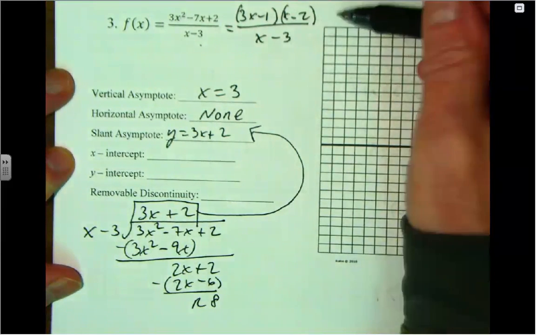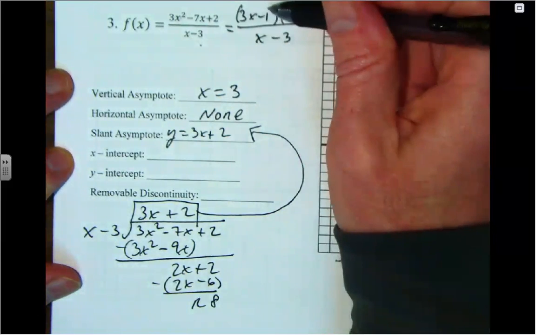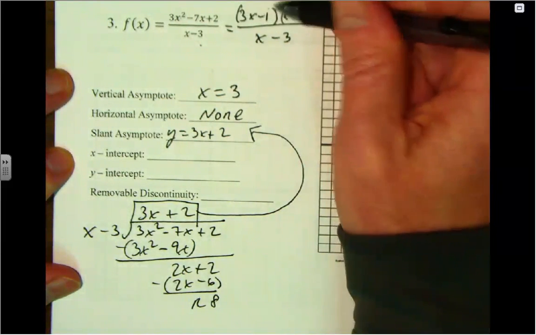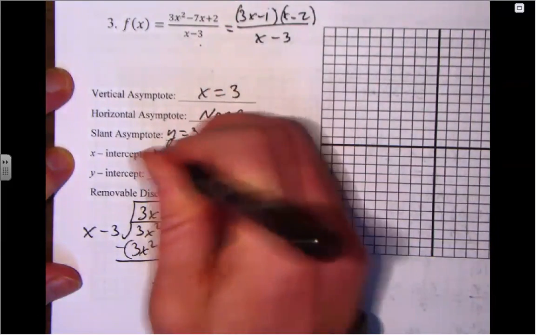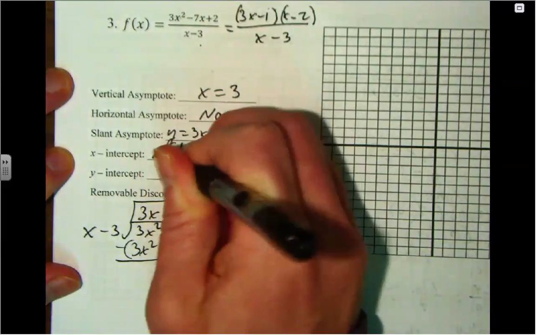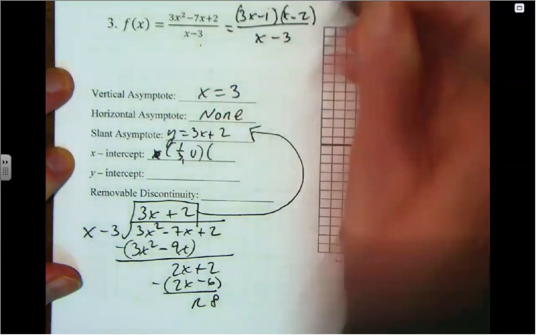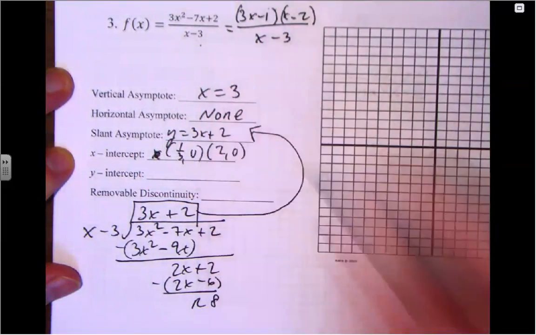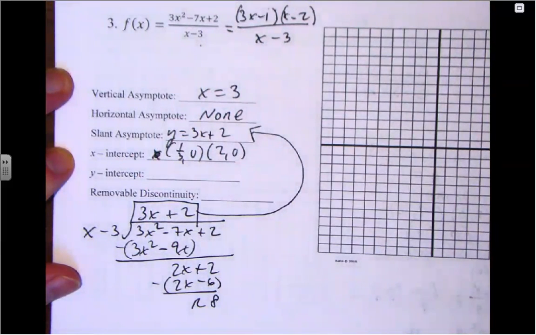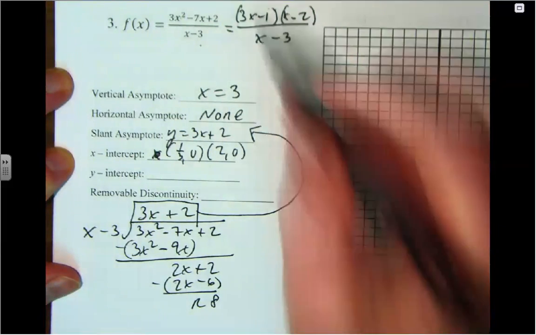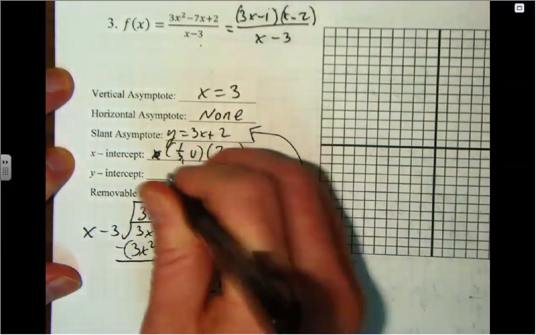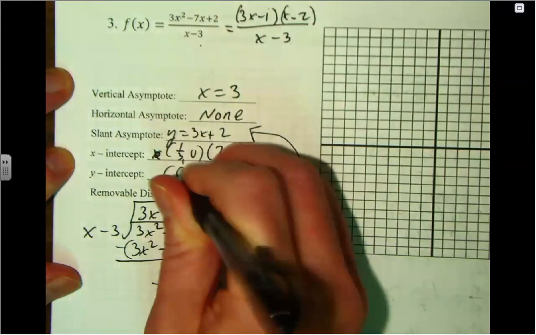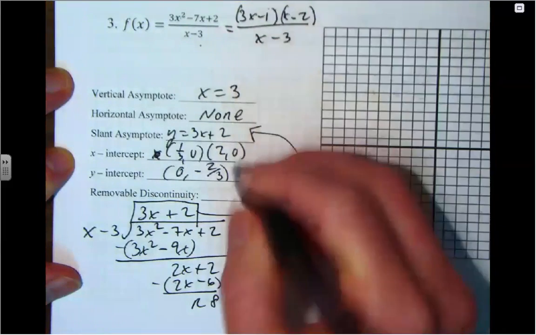X-intercept, top equal to 0. So again, set each piece equal to 0. So 3x minus 1 equals 0, so x equals 1/3. So it's (1/3, 0) and (2, 0). Y-intercept, constants, because all the x's are going to drop out. So 2 over -3. Nothing cancels, no hole.